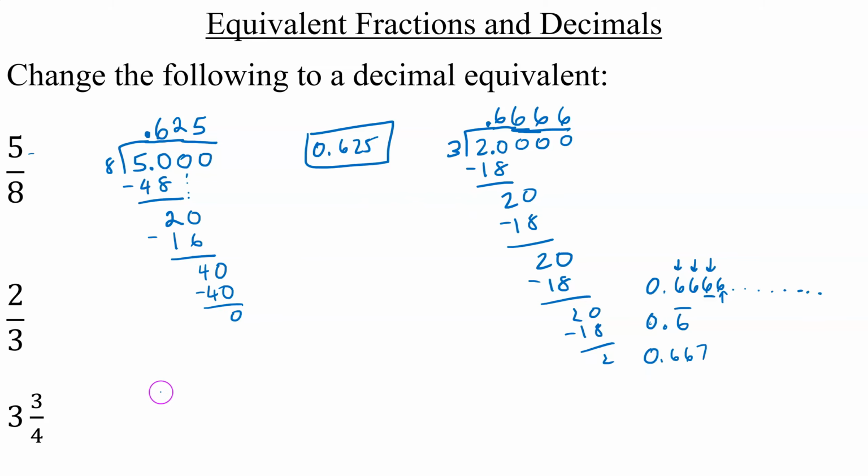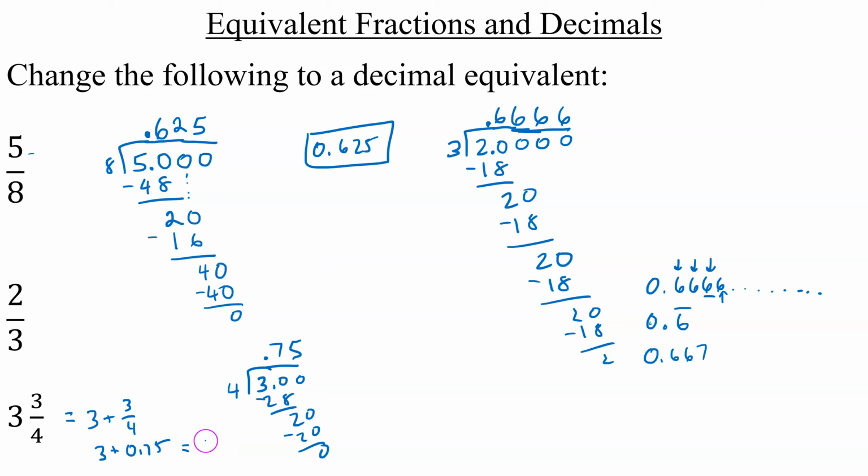All right, our next one, we have 3 3/4. Well, 3 3/4, it's a mixed number. We can break it up like this and deal with the whole number part and the fraction part separately. 3/4, if we were to do the division, we would see that equals 0.75. So instead of writing the fraction 3/4, we're going to write 0.75. And then we're going to add 3 plus 0.75 to get 3.75.